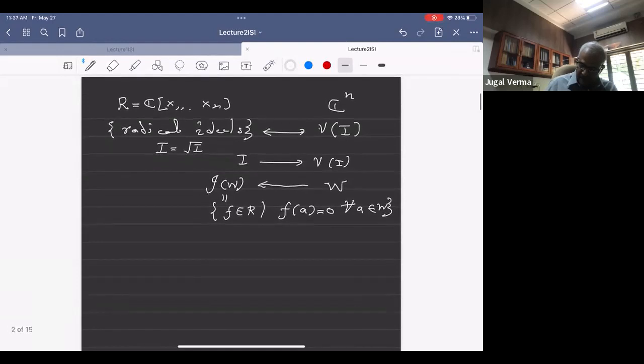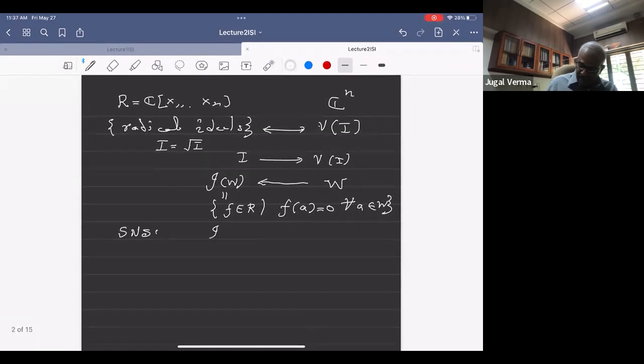These assignments, I mapping to V(I) and W mapping to I(W), are inverse operations. And this is what the strong Nullstellensatz says. Strong Nullstellensatz says that the ideal of the variety of an ideal is equal to its radical. This is the strong Nullstellensatz. Okay. So if I is a radical ideal, then I get back my I, because the radical of I is equal to I.